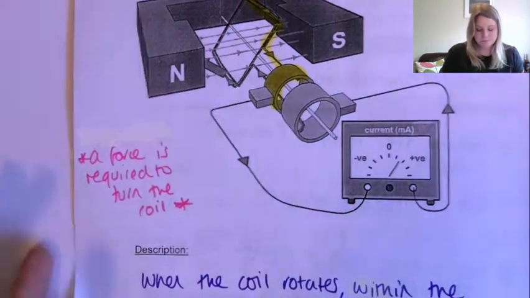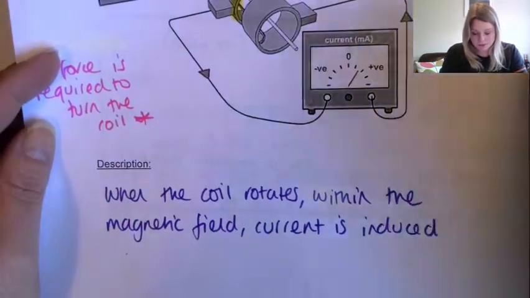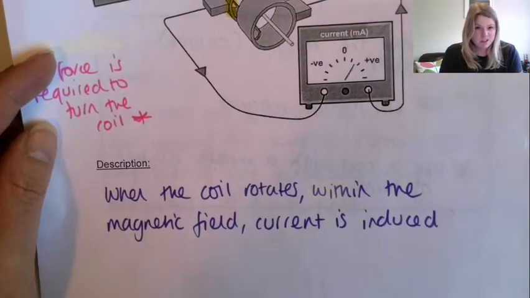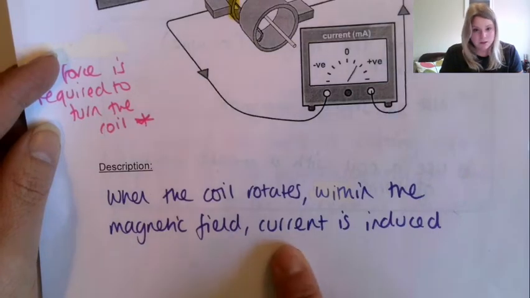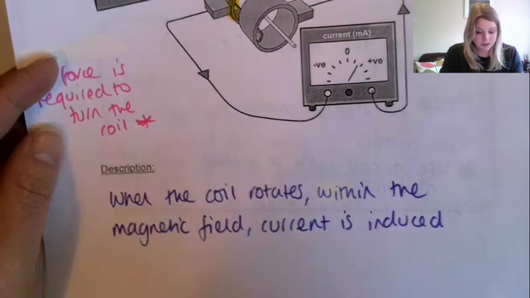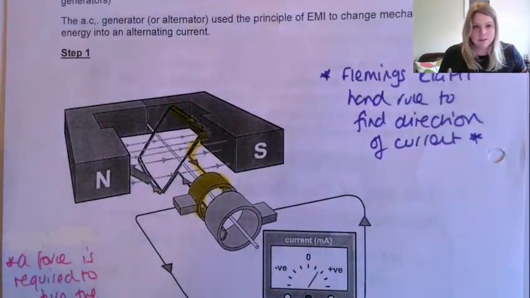Now, first thing I want you to write in here before I go back up here and explain what's going on. Can you just write in this? So this is basically what we were learning last day anyways. When the coil rotates within the magnetic field, current is induced. Right, write that in. Okay, now, where am I? Let me fix this a wee bit.